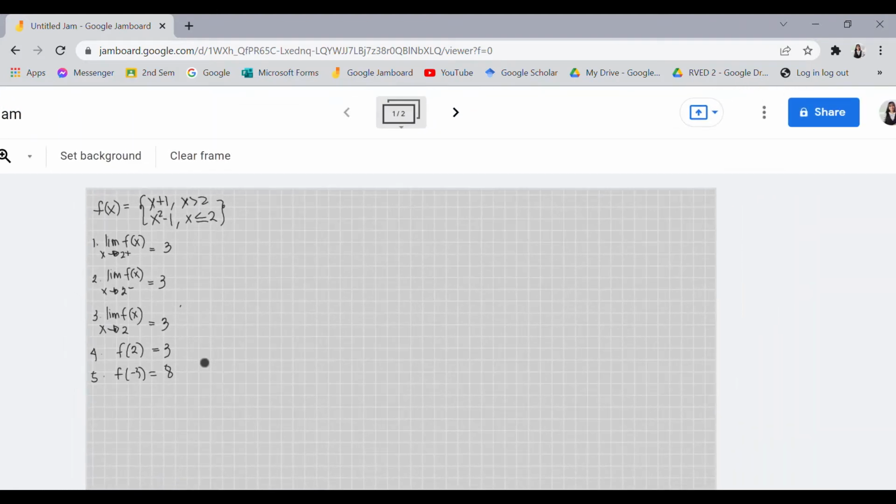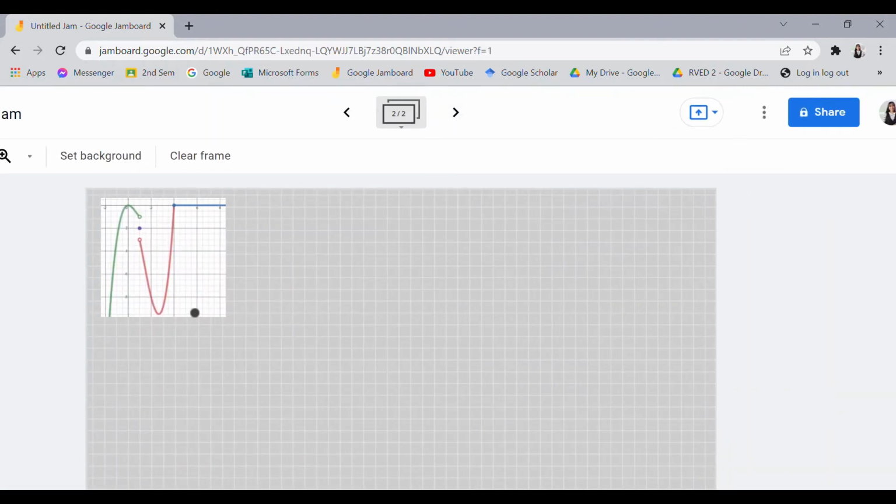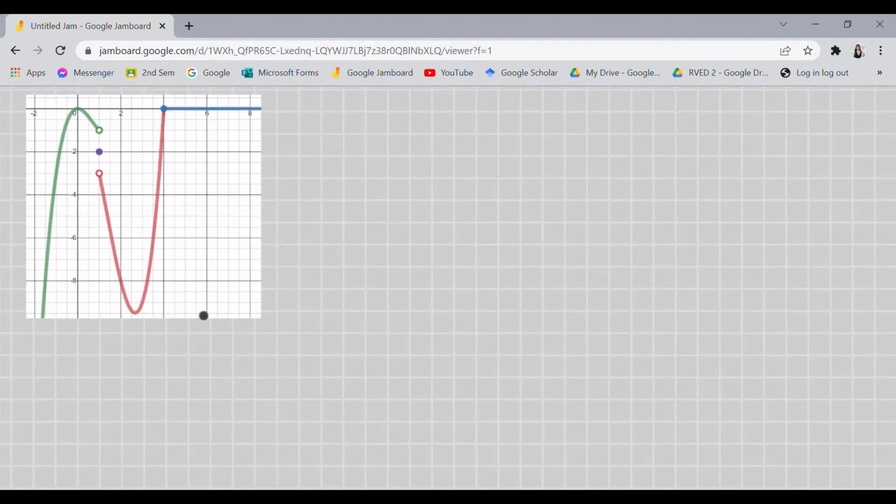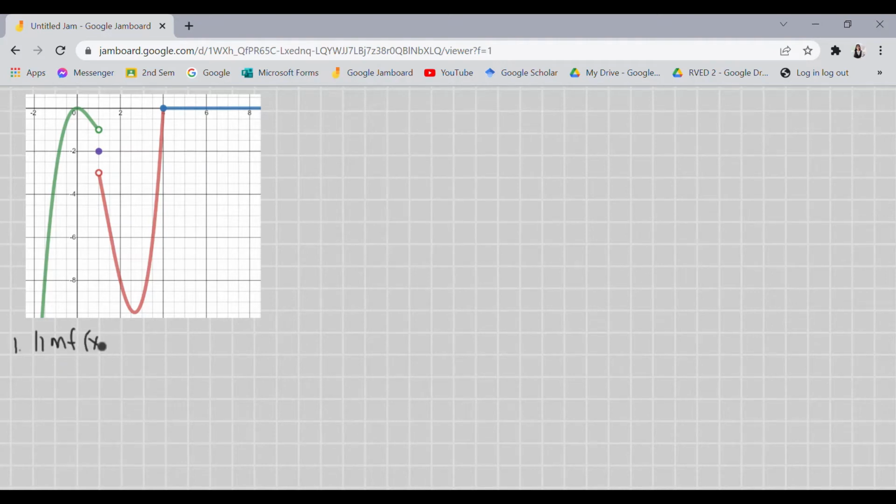We'll proceed with the graph. So the graph is shown like this. Okay? The first question will be the limit of the function as x approaches the left-hand limit, or the left side of 1. The left-hand limit of the function as x approaches 1.